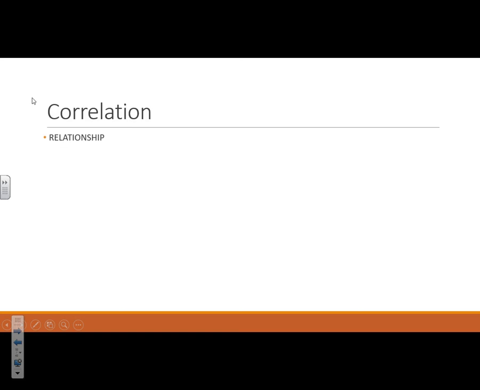Okay, correlation, so it's looking for a relationship. If it says about relationship, then it's a correlation. Correlations don't have an IV or a DV or anything like that, they have covariables.